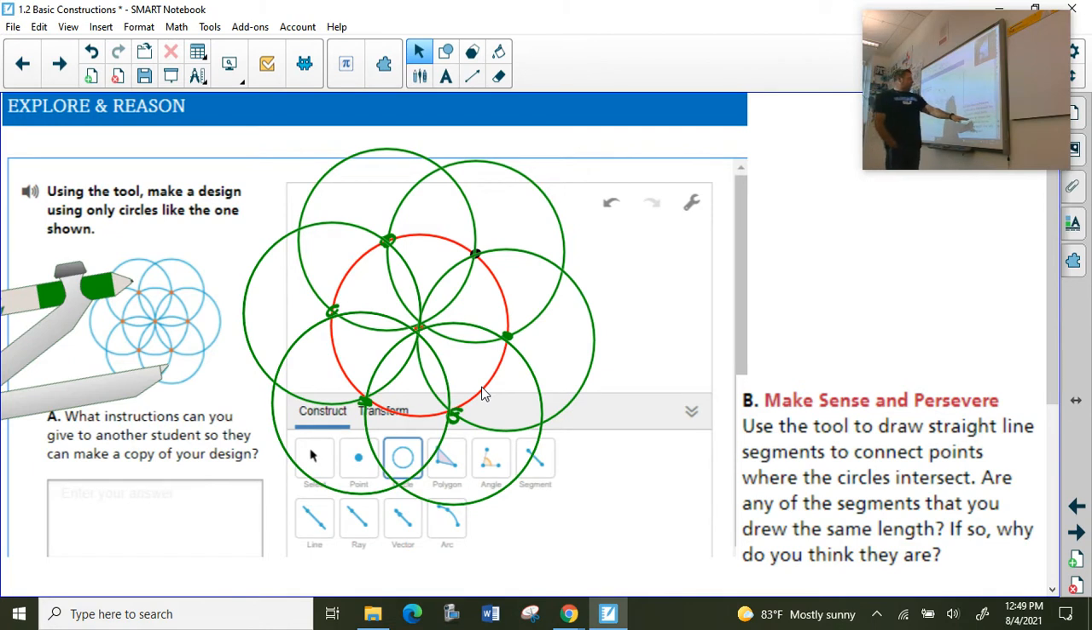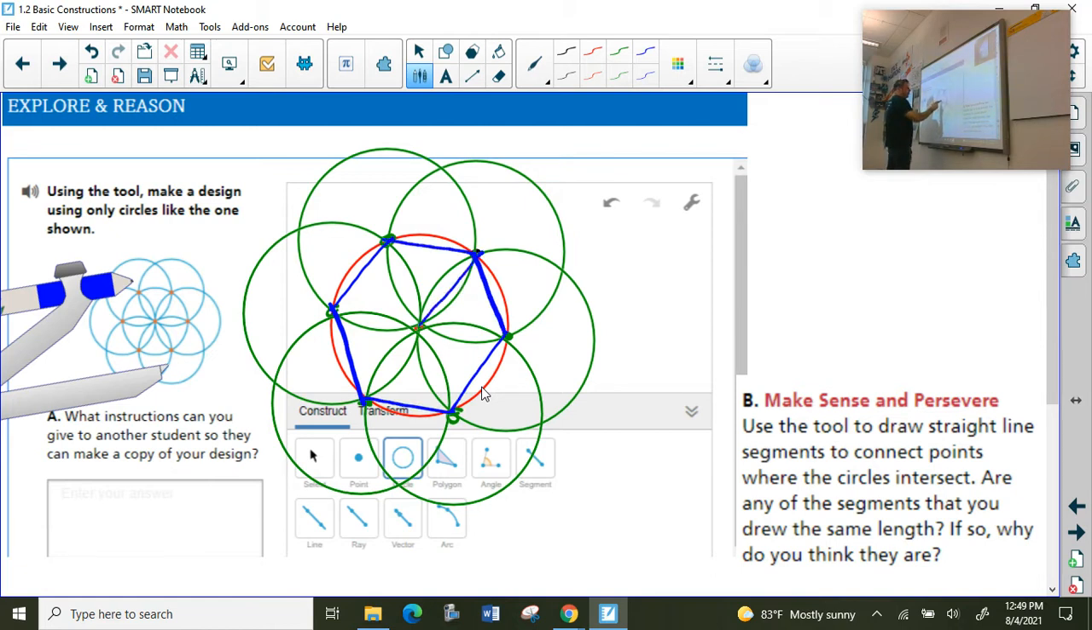Use the tool to draw straight line segments to connect points where the circles intersect. Are any of the segments that you drew the same length? So use the straightedge tool to connect the points. If you were to connect these points, and then you could even do this, what do you think is true about each one of these? They are congruent. They're the same length, because you didn't change the radius of the compass. So every single one of those line segments is congruent. They're the same.